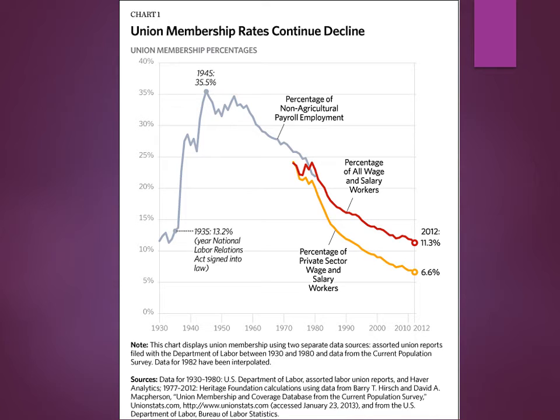Union membership rates have undergone a long decline. If you look at the peak there, it's at the end of World War II in 1945, when about 35% of all American workers were unionized. And then there's been a long decline, so that by 2012, and this has continued, I don't have a graph that shows more recent data, but by 2012 it was down to about 11.3% of all workers, and of the private sector it was down to 6.6%.